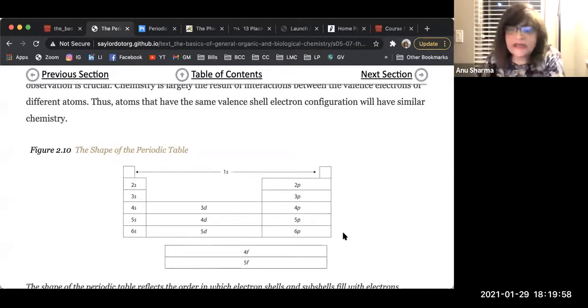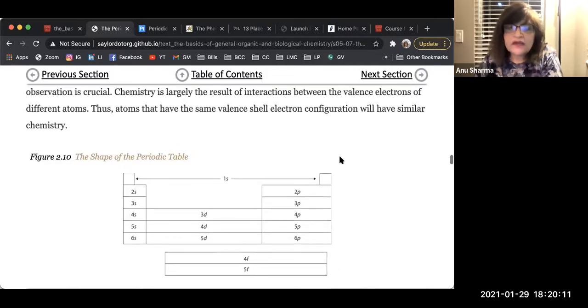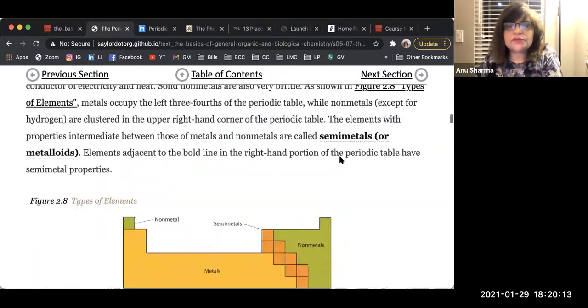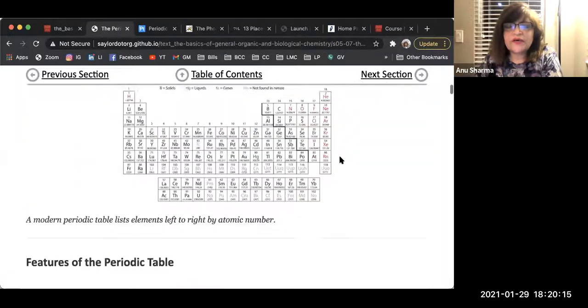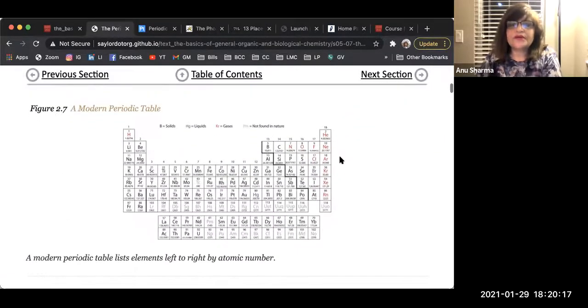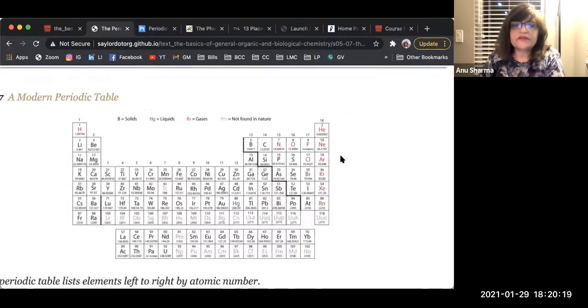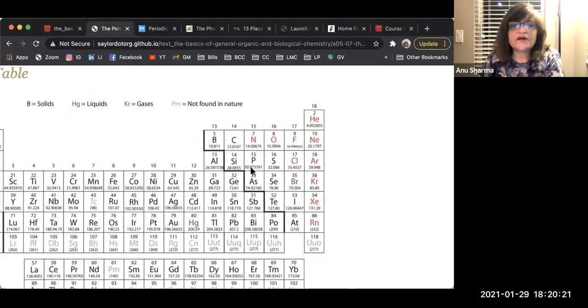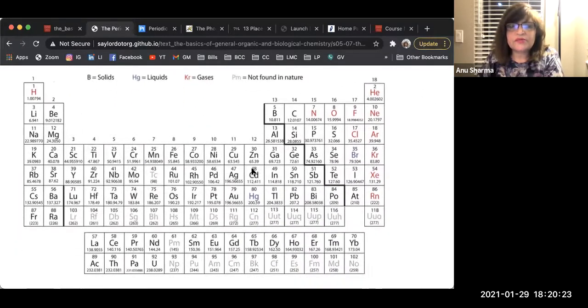Now, there is another piece in the way the periodic table is arranged, and again, we see a very interesting, perfect pattern. So before we look into this, let me just walk you through this piece. Here is the periodic table, and let's see if I can make it a little bit bigger. Okay, here is your periodic table.